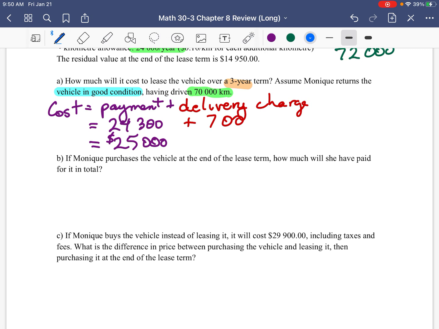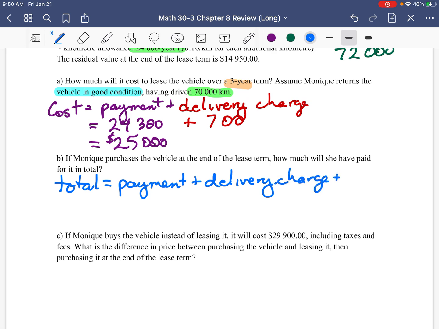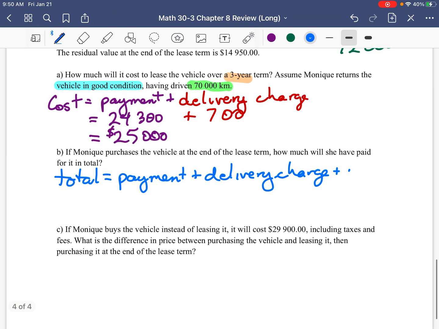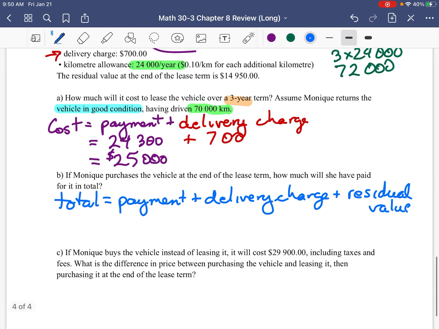Now, if Monique purchases the vehicle at the end of the lease term, how much will she have paid in total? Well, total will be payment plus delivery plus residual value. Now the residual value is how much it's worth at the end.